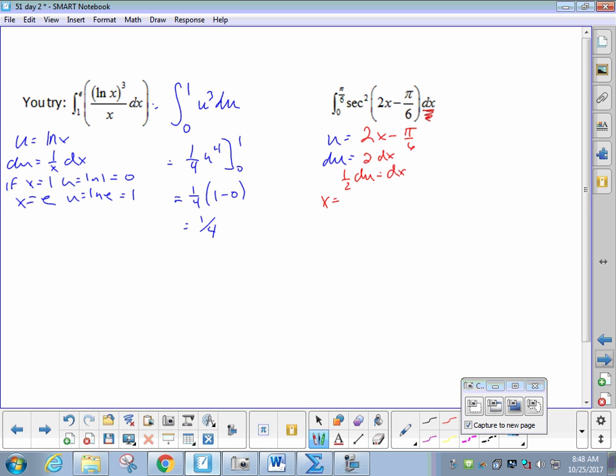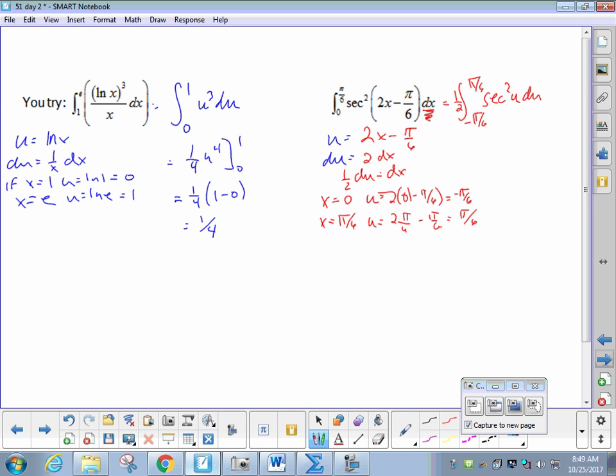If x is 0, then u is 2 times 0 minus pi over 6, or negative pi over 6, right? If x is pi over 6, then u is 2 pi over 6 minus pi over 6, or positive pi over 6. So after your changes, did you get something like 1/2 inside or 1/2 outside, whichever you prefer? Negative pi over 6 to pi over 6 secant squared u du. That's your new integral. The objective is to make an easier problem with that.